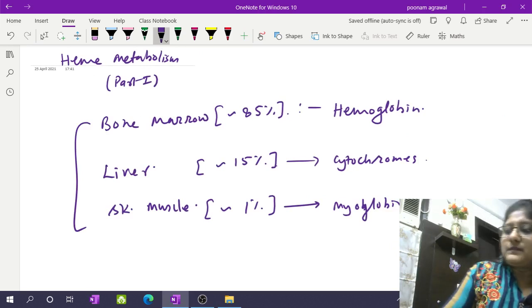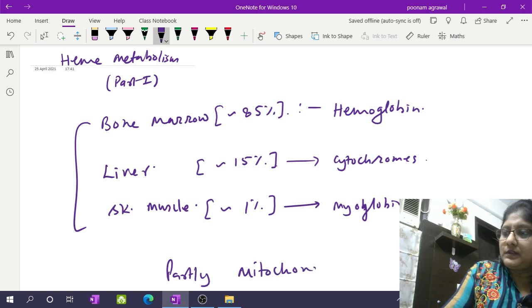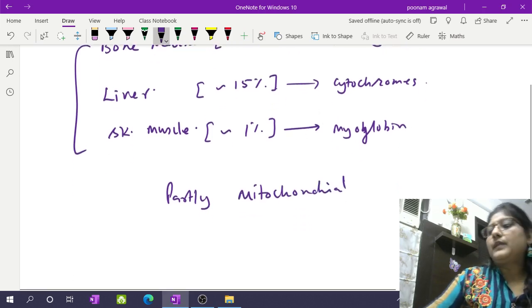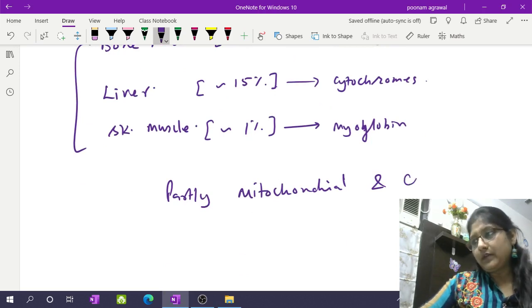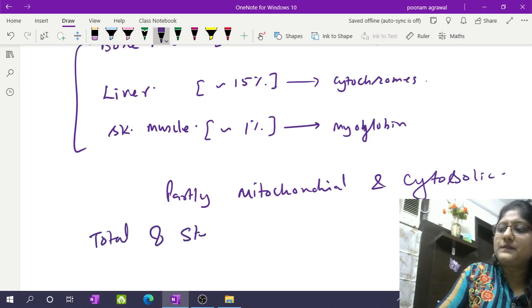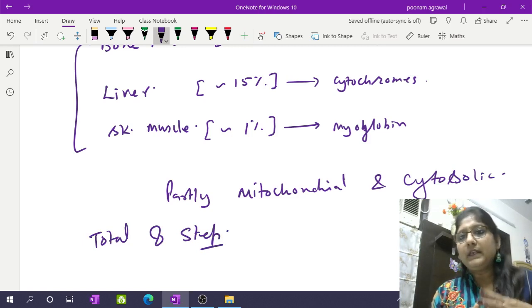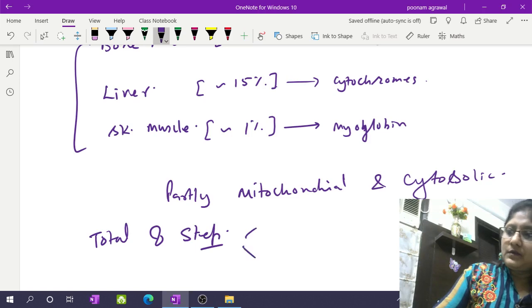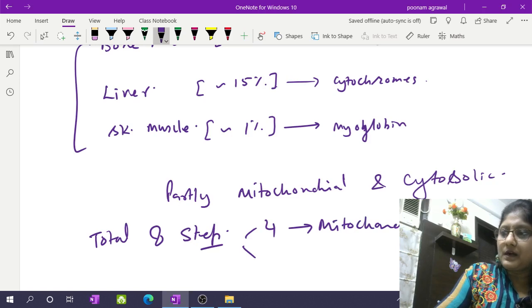The heme metabolism is partly mitochondrial and partly cytosolic. There are a total of 8 steps of heme synthesis, whether it is bone marrow, liver or skeletal muscle; the pathway is all the same everywhere. Out of these 8 steps, 4 steps are in mitochondria and the remaining 4 steps are in cytosol.